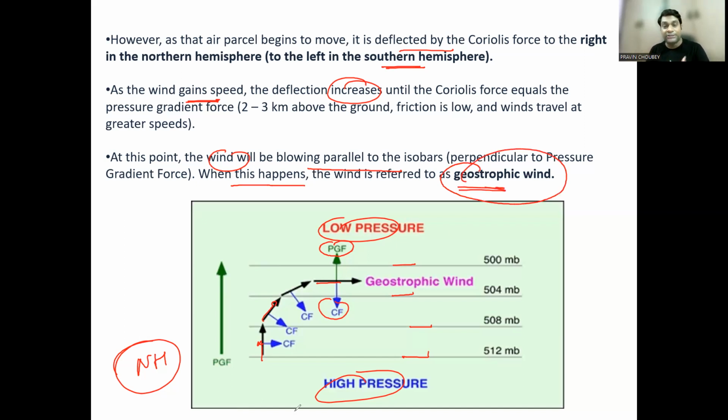So once the wind starts moving from high pressure to low pressure, deflection will happen, and once it is deflected, the wind becomes parallel to the isobar, and both pressure gradient force and Coriolis force act opposite to each other, and that results in the formation of the geostrophic wind.